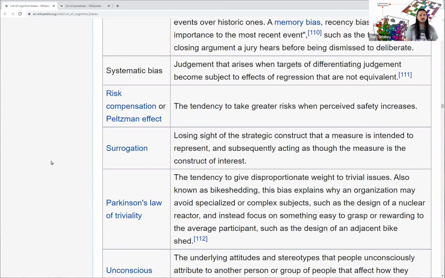Okay, running water. Flushing toilets. Infrastructure. Groceries. Heat. Cooling. Hospitals that don't murder you with 100% effectiveness. 80-year life expectancy in some places. All of those things are true. Systemic bias ignores that. Risk compartmentalization, the tendency to take greater risks when perceived safety increases.